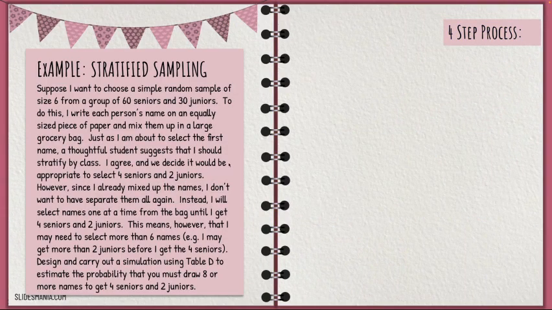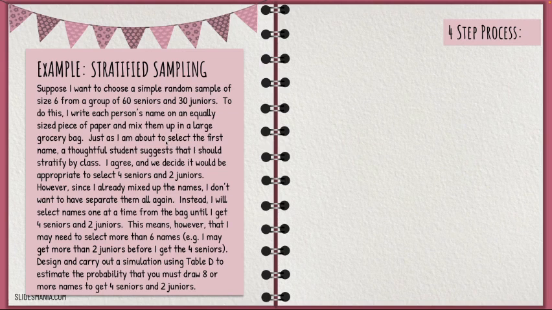Okay, let's go to the next one. Stratified sampling. Suppose I want to choose a simple random sample of size 6 from a group of 60 seniors and 30 juniors. To do this, I write each person's name on an equally sized piece of paper and mix it up in a large grocery bag.